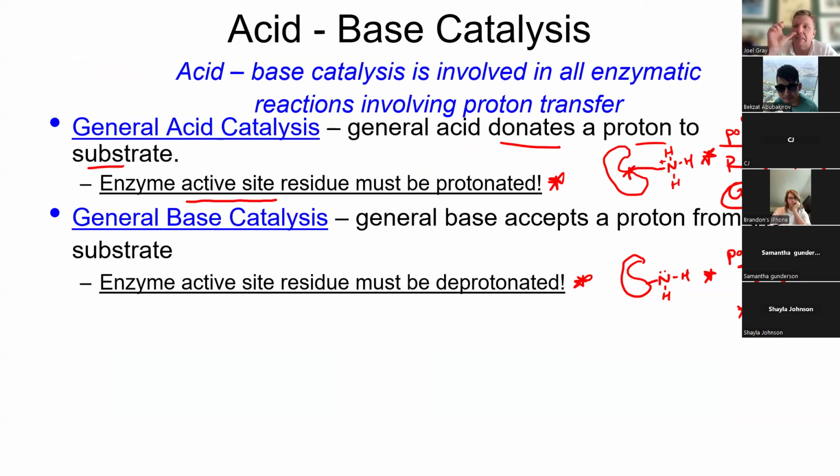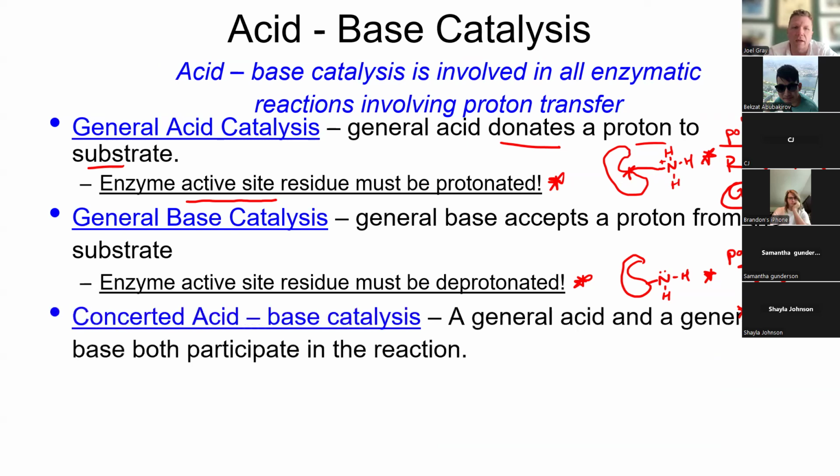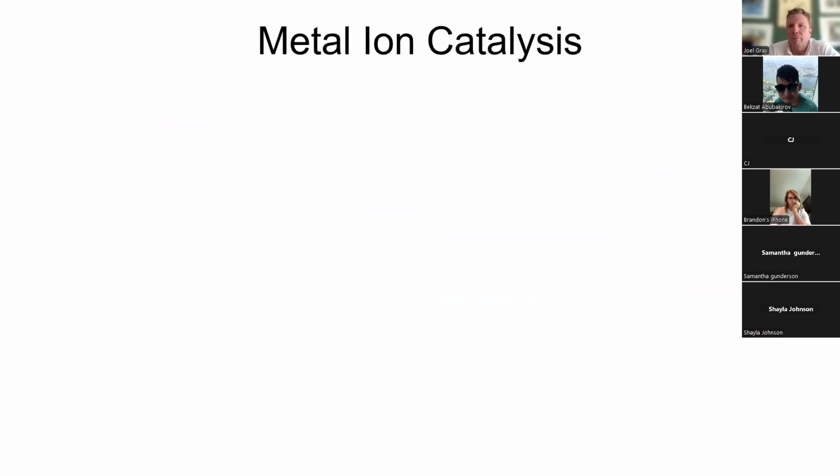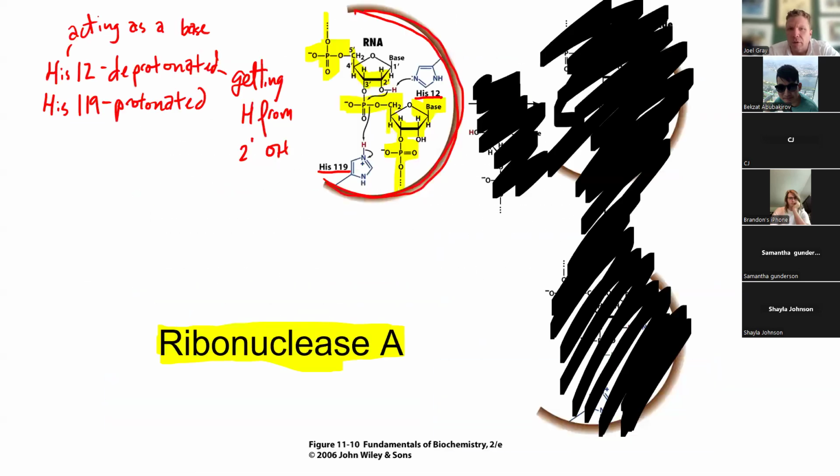So we have two amino acids in the same active site. One's acting as an acid and one's acting as a base. And this mechanism that we were just looking at is an example of concerted acid-base catalysis, where we have a general acid and a general base participating in our mechanism. Now I'm going to run back to that slide because what we want to do is look at, well, where do we go from here?